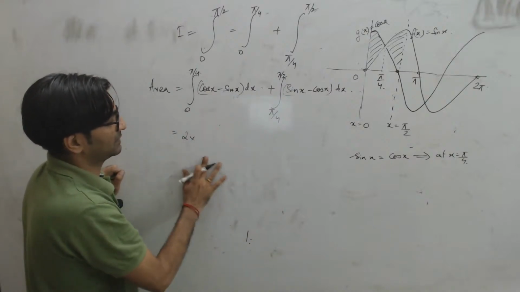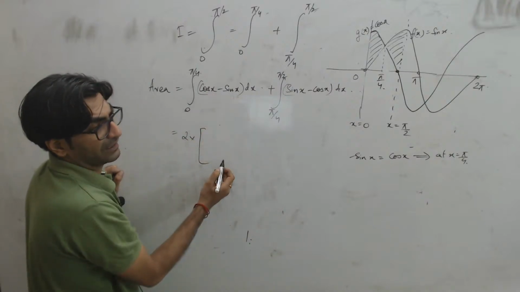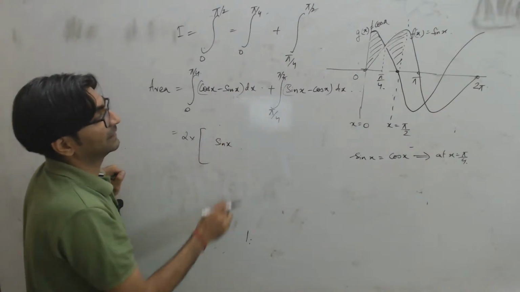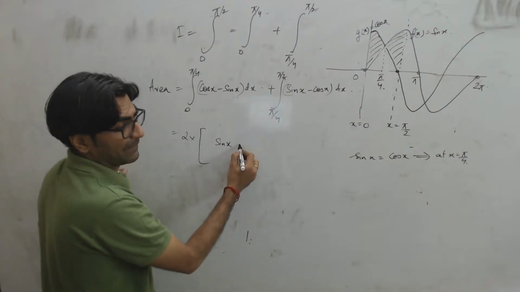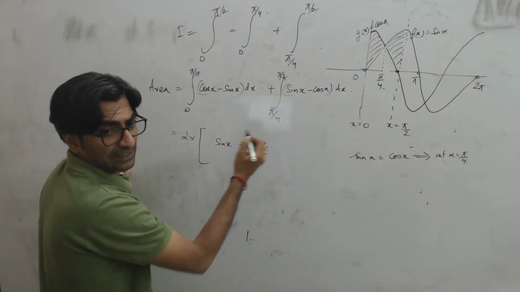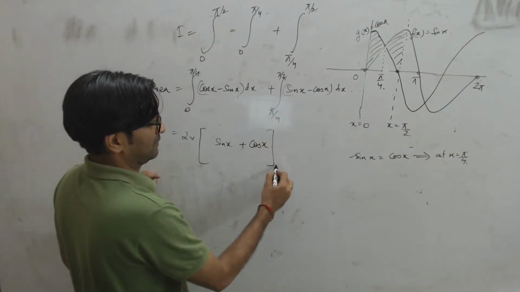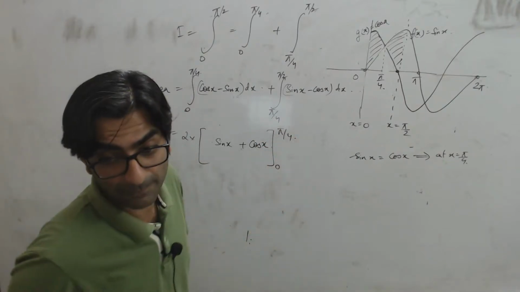In fact, let's forget this. Let's just integrate. The integral of cos x dx is minus sin x. Sorry, it is sin x. And the integral of sin x dx is minus cos x. So this will become sin x. This will become sin x plus cos x from 0 to pi by 4.